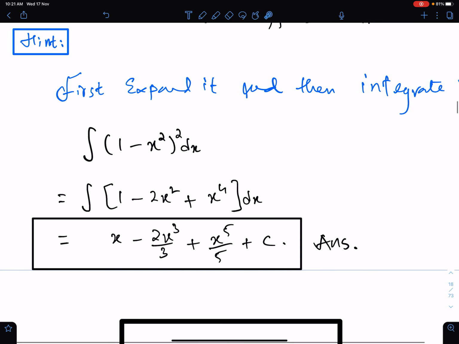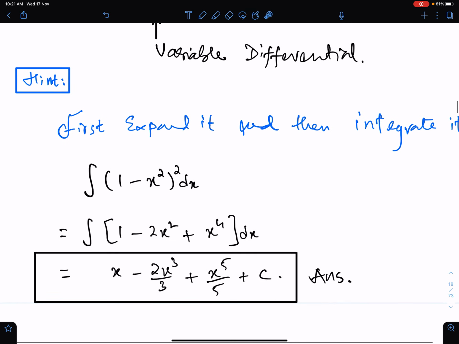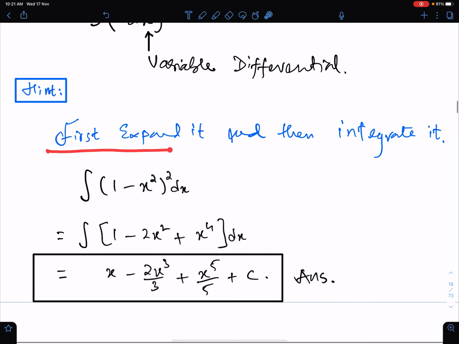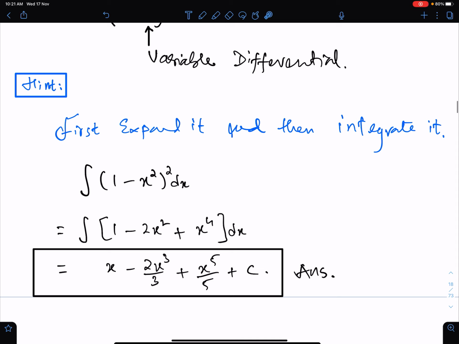So how to solve this particular question? To solve this particular question, you need to first expand it and then integrate it, as you have done in P1. You used to do this in P1. You used to expand this by means of (a minus b) whole square, and then you easily integrate it. So this is the easiest way to integrate this function.